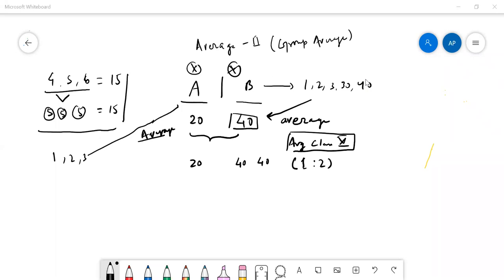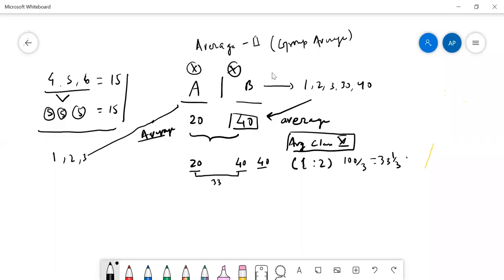So in this case where A has 1 student and B has 2 students, what will be the average? Now it's very easy to calculate. What you can do is add all these three numbers and divide by 3. It will be 100 by 3. That is 33 1 by 3. So the average will lie between these two numbers.